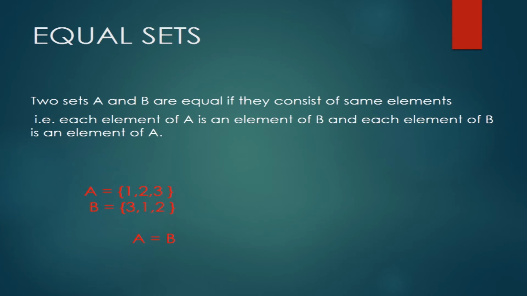Equal sets. Two sets A and B are equal if they consist of the same elements. That is, each element of A is an element of B and each element of B is an element of A. For example, A has 1, 2 and 3 as elements and B has 3, 1 and 2 as elements. Then set A is equal to set B as both have the same elements.